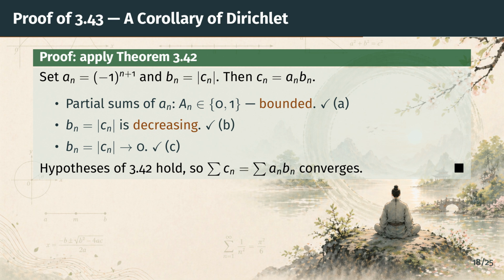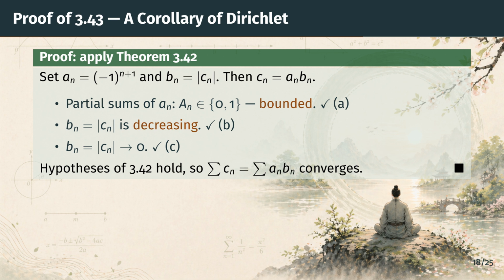Then a sub n times b sub n reproduces c sub n, signs and all. Now check the three hypotheses of theorem 3.42. The partial sums of the alternating plus and minus ones are always either 0 or 1, hence bounded. The sizes b sub n are decreasing by assumption a, and they tend to 0 by assumption c. All three conditions hold, so Dirichlet's test gives convergence at once.